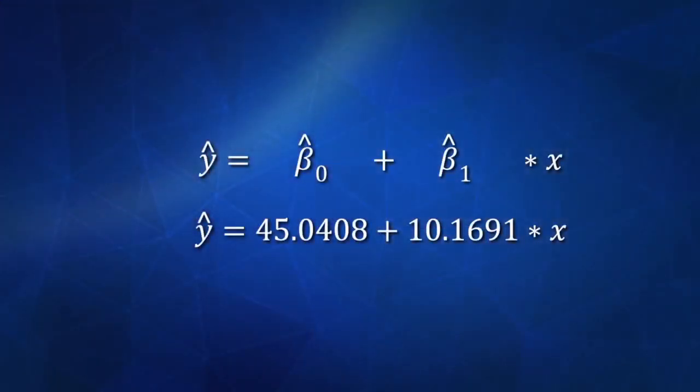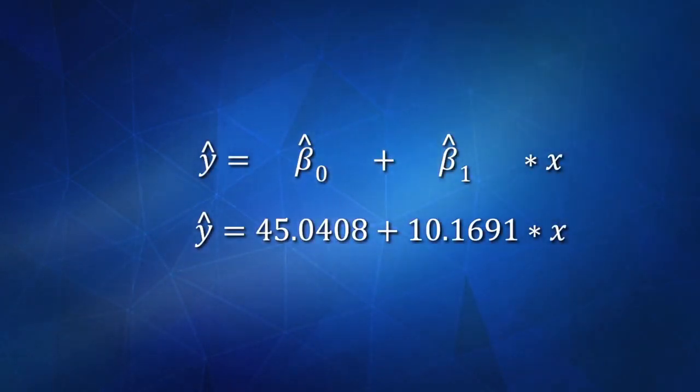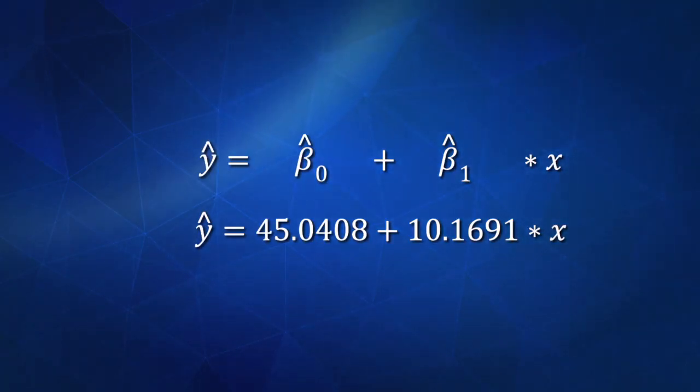Now we're ready to see our regression equation. All right, we're going to plug in our estimates for beta naught hat and beta 1 hat, and that is going to be our y hat. Here's what we get. Y hat is beta naught hat, 45.0408, plus beta 1 hat, 10.1691 times x. So we can use a regression line to predict the value of the response variable y for a specific value of the explanatory variable x. We call this value a predicted value or a fitted value.